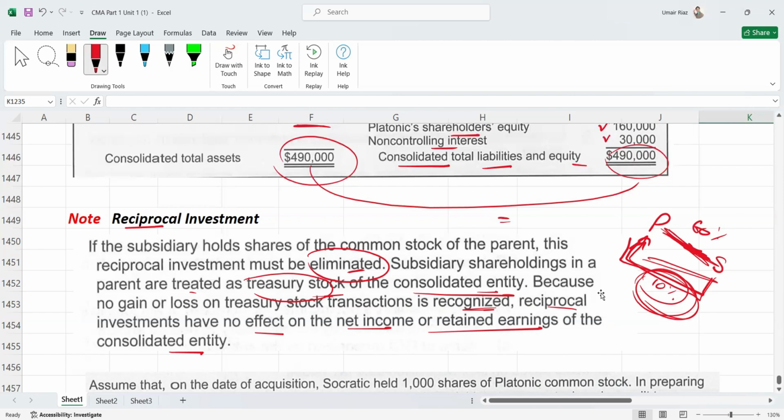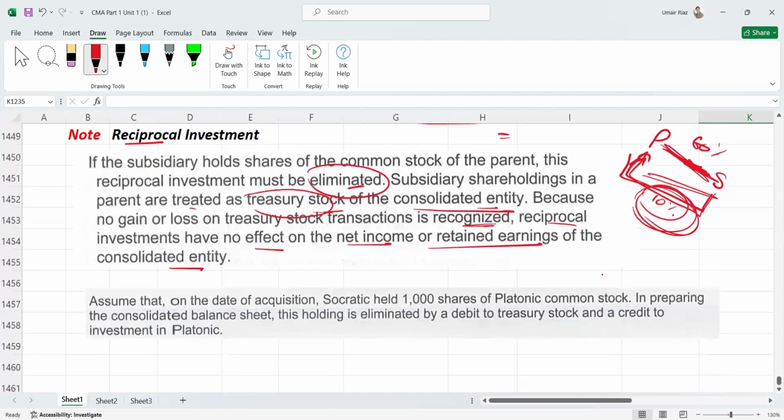So this is a small example for reciprocal investment. They're saying assume that on the date of acquisition, S already held 1000 shares of P. S is the subsidiary, P is the parent. In preparing the consolidated balance sheet, this holding of 1000 shares is eliminated by a debit to treasury stock. They will pass this entry: debit treasury stock and credit investment in P. But in simple terms, you have to remember that this will be eliminated. They will not ask any accounting entries. Okay, guys? Is that clear?